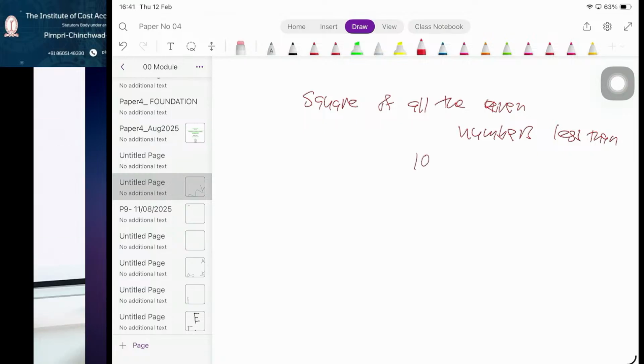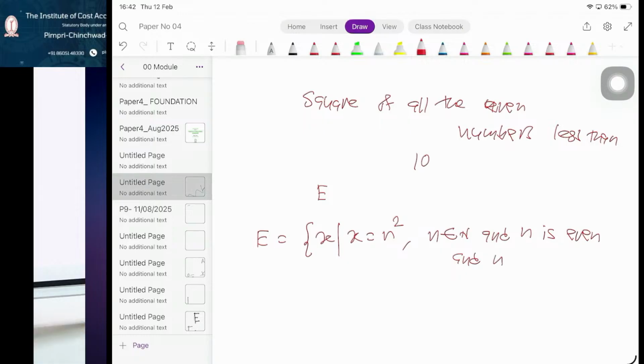And the name of the set is, say suppose E. So I will define this as E is equal to opening curly brace x such that x is equal to n square, n belongs to natural number and n is even and n is less than or equal to 10. This is the set builder method.